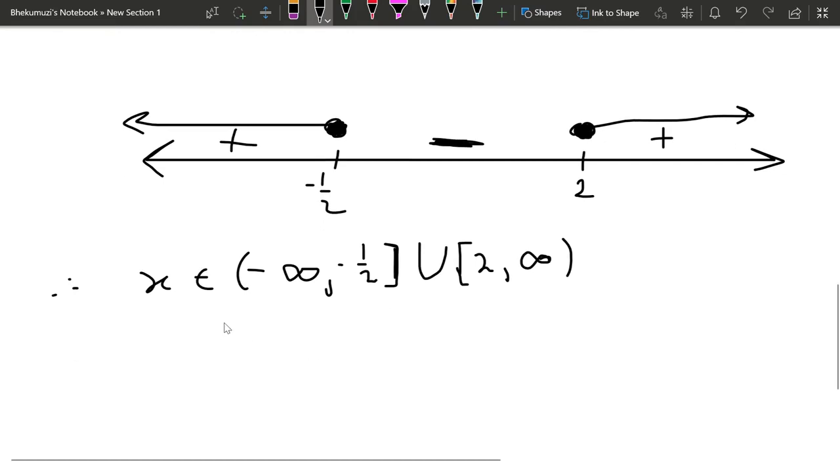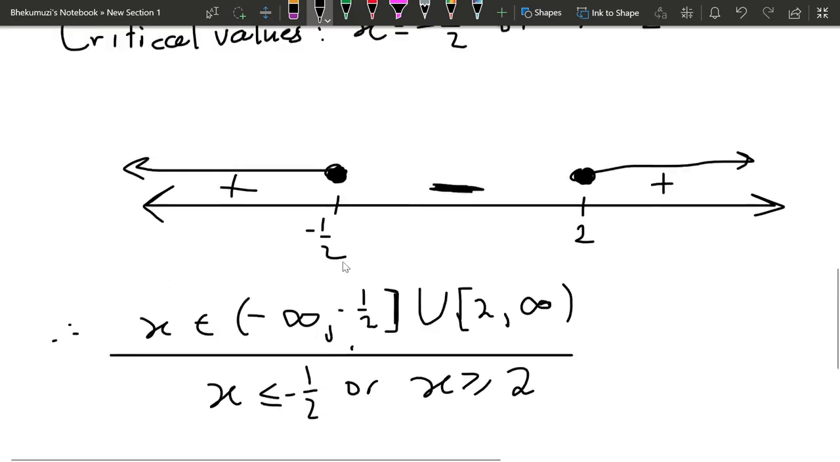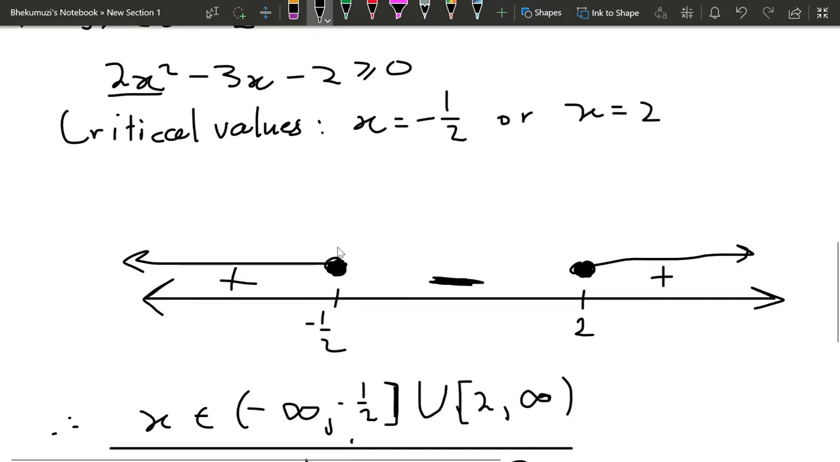Or you could have written it in set builder notation, and in that case you could have just written x where x is less than or equal to negative 1 over 2, or x is greater than or equal to 2. That could have been your solution, in the ways that you could have written it. So as you can see, this is how your solutions should look.